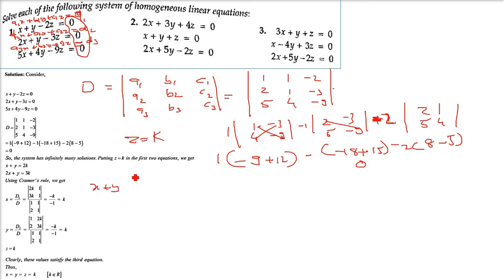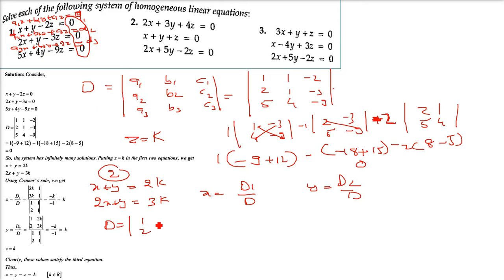So I am taking x plus y, the minus 2z I am taking on the right hand side, it is going to be 2k because z has been taken as k. The second equation we are taking 2x plus y equals 3z. z has to be replaced by k, so 3k. Now this is a linear equation of two variables. So you know how to do this. x is D1 by D, y is D2 by D. So what is D? What is D1?